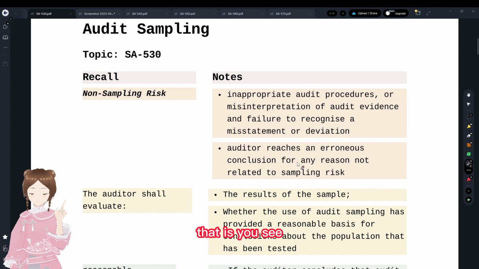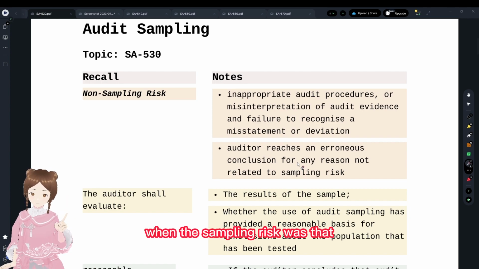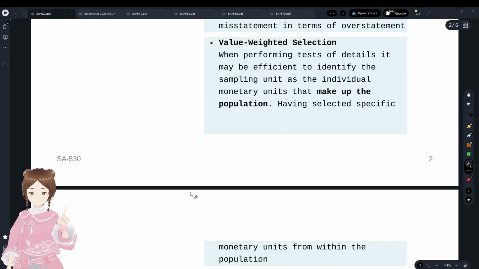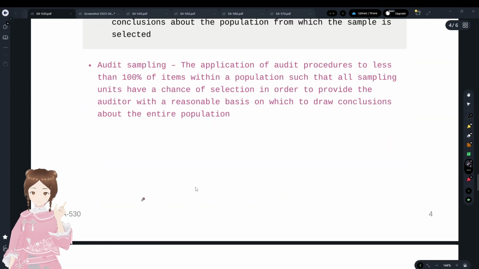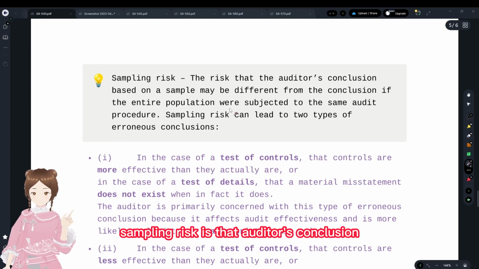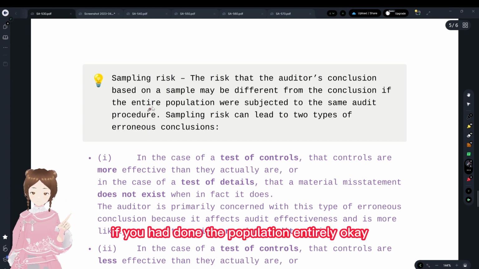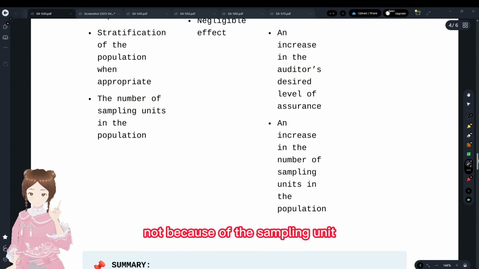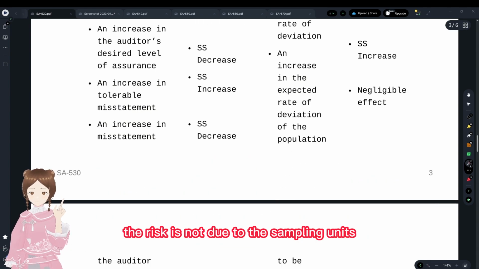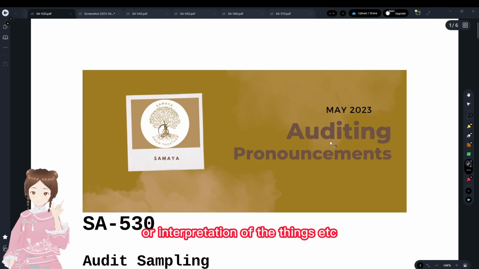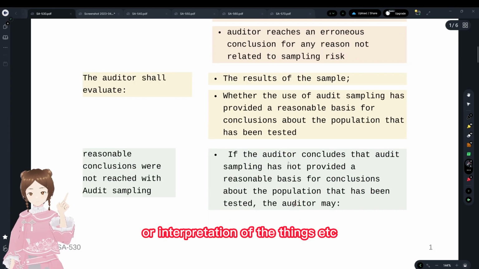That is, you see, when the sampling risk was there, what's the sampling risk? Sampling risk is that the auditor's conclusion would be different if he had done the population entirely. Okay, that is not because of the sampling units. The risk is not due to the sampling units. It is because of the audit procedures or interpretation of the things, etc.